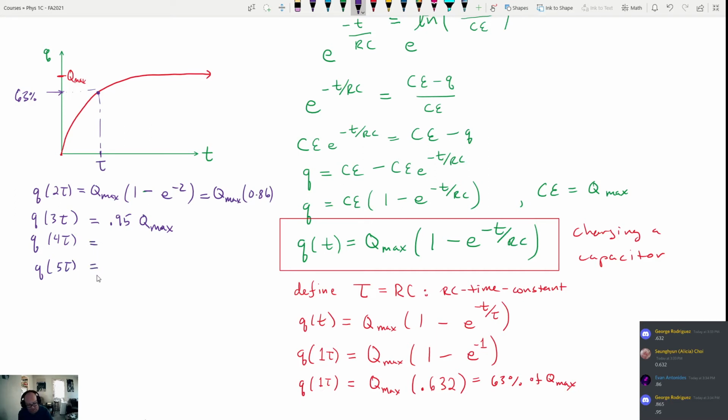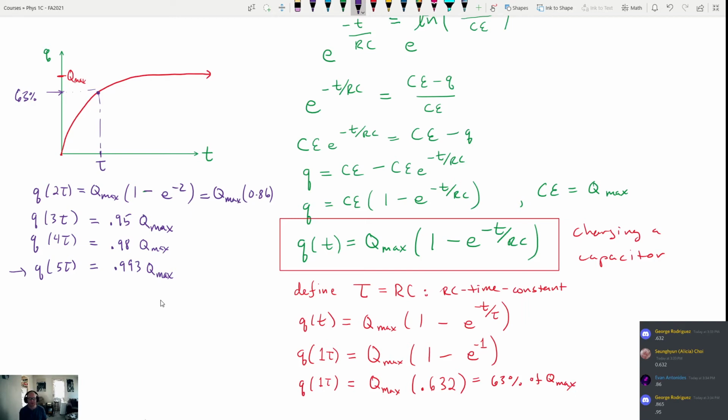So if we do 1 minus e to the negative 4, and then 1 minus e to the negative 5. So I got 0.98 for this one, and 0.993 for this one. So you can see that after about 5 time constants, you should already be at 99% of your maximum charge.